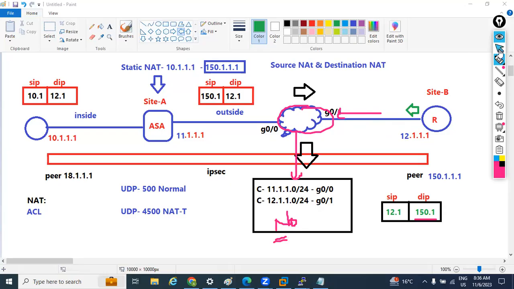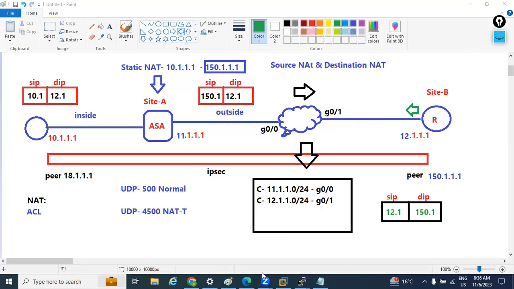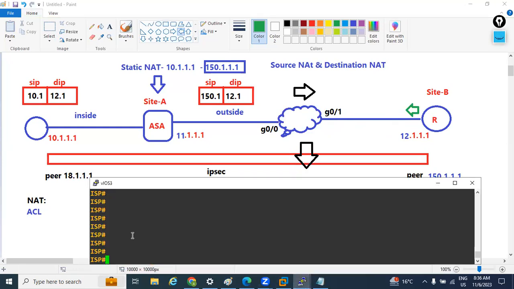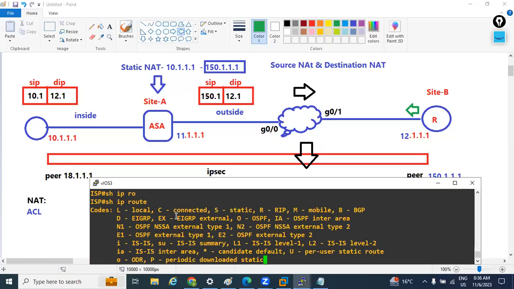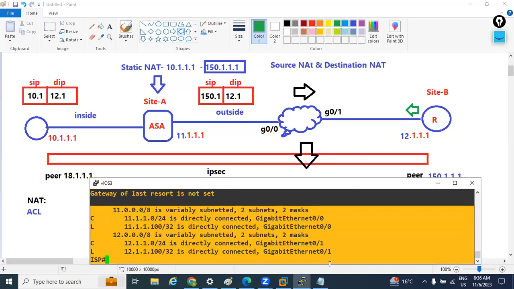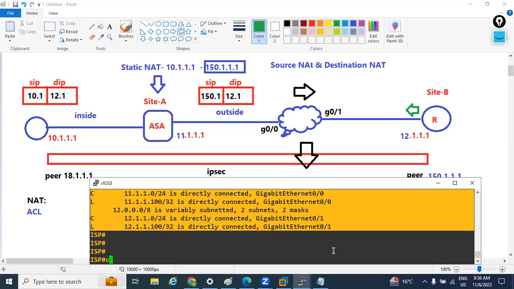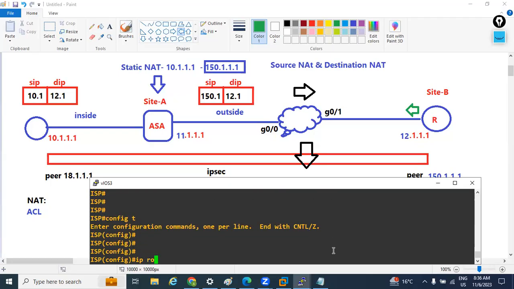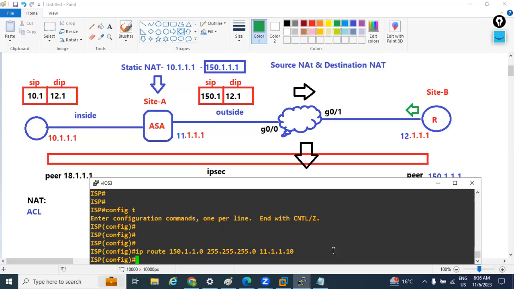So what is the solution? As we can see, I'll show you the ISP route table here. This is the ISP, show IP route, and we can see we have only directly connected routes. So now I need to configure one static route, which is 150.1.1.0, the subnet mask is this, and the next hop is 11.1.1.10. Because this is my personal ISP, correct?